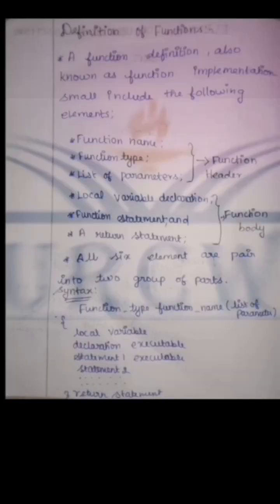Definition of function. A function definition, also known as function implementation, includes the following elements: function name, function type, list of parameters, local variable declaration, function statements, and return statement. All these elements are packed into two groups: function header and function body. Syntax of function. We have to indicate the function type, function name, list of parameters. In the function body: local variable declaration, executable statements, and the return statement.